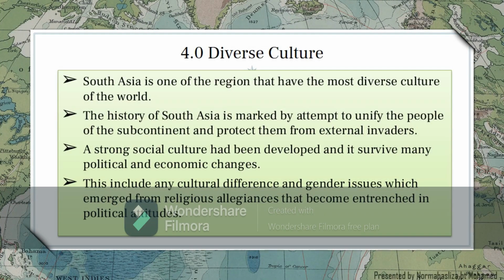Among the regions of the world, South Asia is one of the regions famous for its multiculturalism. The history of South Asia is marked by the attempt to unify the people of the subcontinent and protect them from external invaders. A strong social culture developed and has survived many political and economic changes, so that political culture became a strength because of differences of culture, including gender issues, which emerge from religious allegiances.